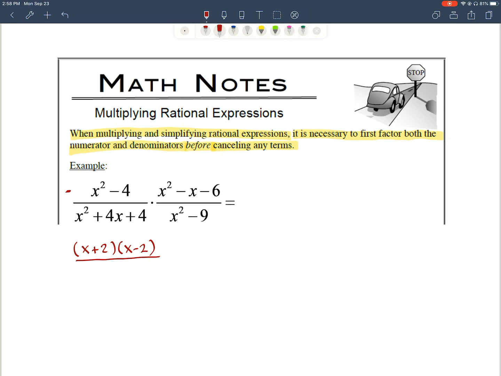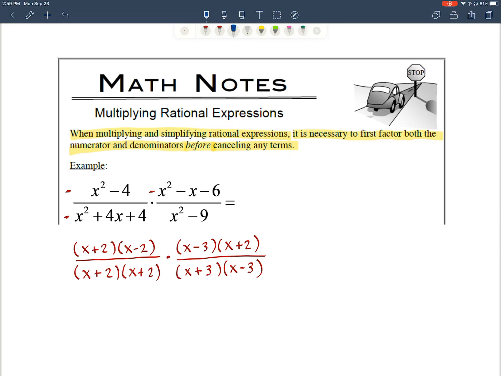And that will be over this perfect square trinomial. We'll have x plus 2 times the quantity of x plus 2 times. Our numerator here should factor into x minus 3 times x plus 2. And that one is also over a difference of squares, so this one should be x plus 3 times x minus 3.